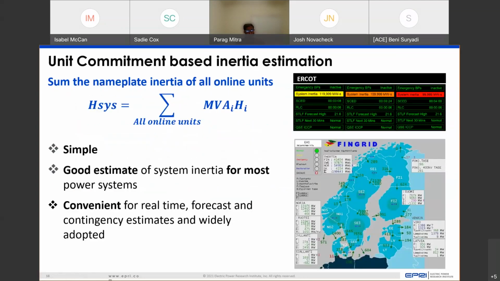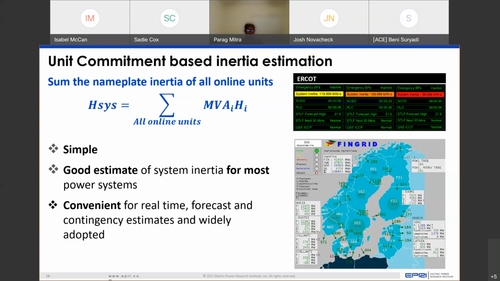Yeah, so the first method is called the unit commitment-based inertia estimation. How do we do this? If you have an EMS on your system, you can look at all the units that are online. If you know all the units that are online in your system, one way of computing the inertia of your system would be to multiply the MVA rating of each unit by the nameplate inertia constant of that unit, and then sum over all the units in your system.